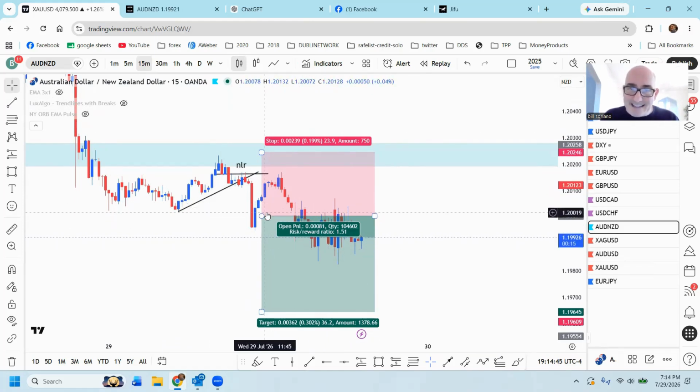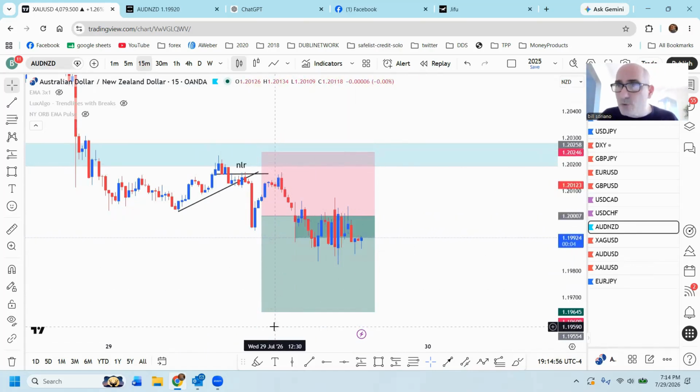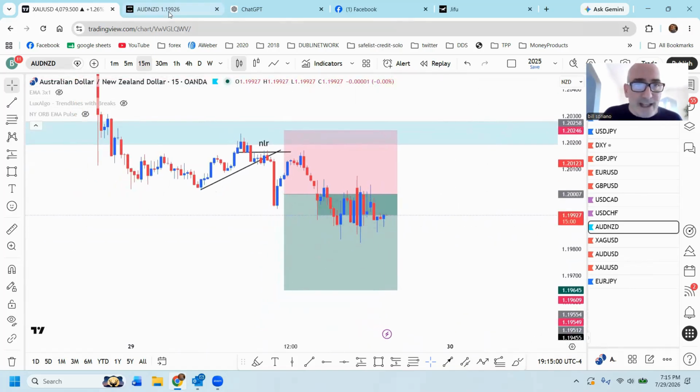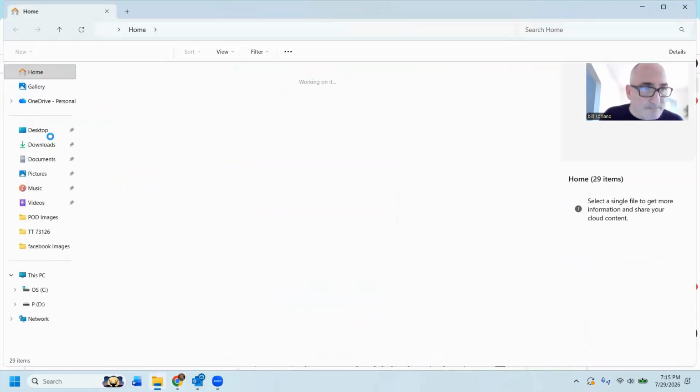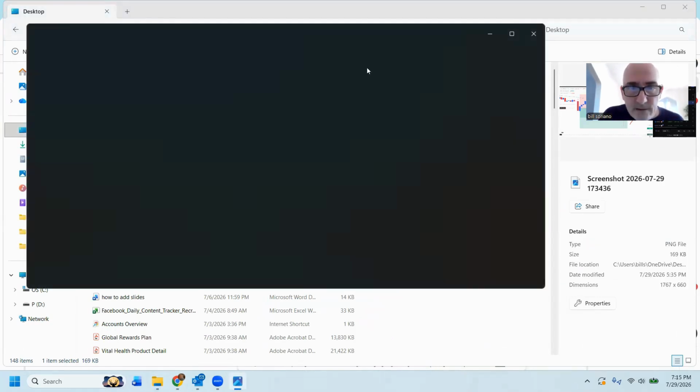But because I got this terrible entry here, and I decided to take it instead of waiting for the neckline retest because of my fear of missing out, right? Because what if it just keeps going, right? So anyway, when we came to the end of day on this, let me just see if I can pull this chart up here. I think I took a screenshot.